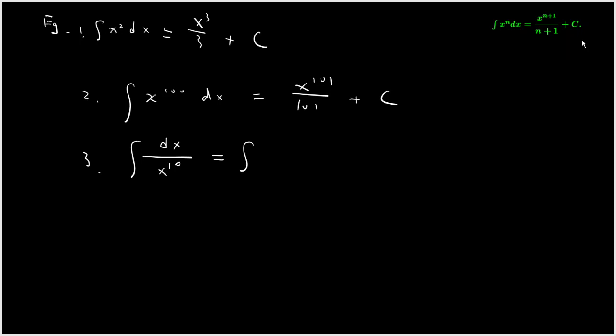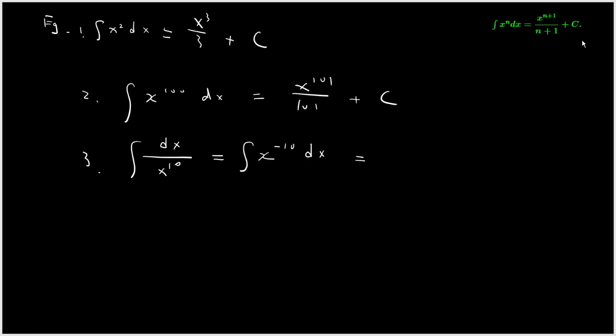I'm not getting the antiderivatives yet. I'm just trying to rewrite the integrand to the form of a power function. It's x to the power of negative 10, right? And do not forget dx. So what do we do next? Now we can apply the power rule. This is a particular case where the n value is negative 10.